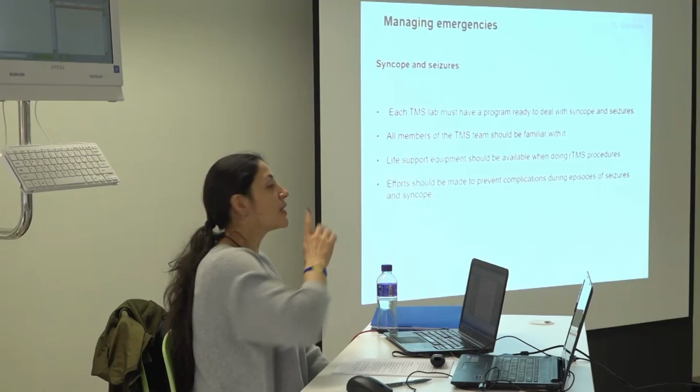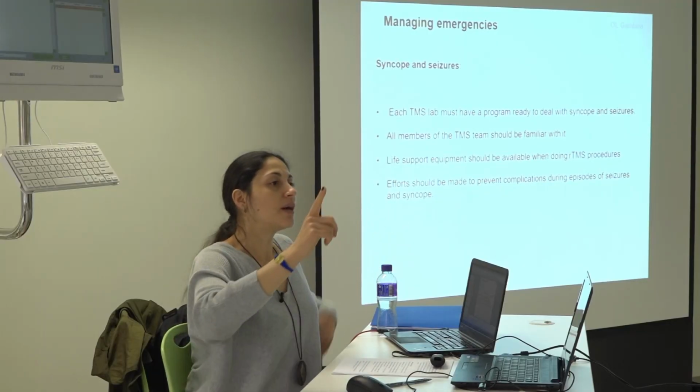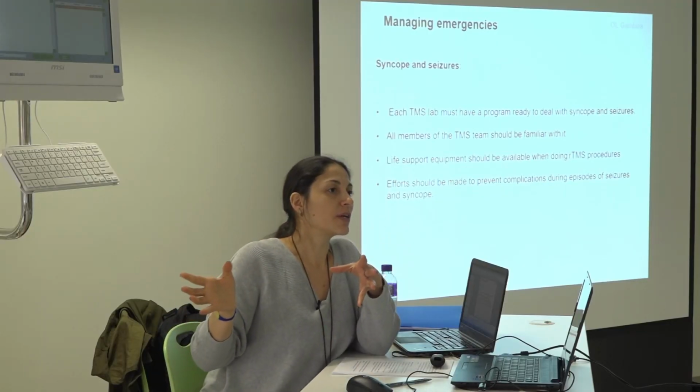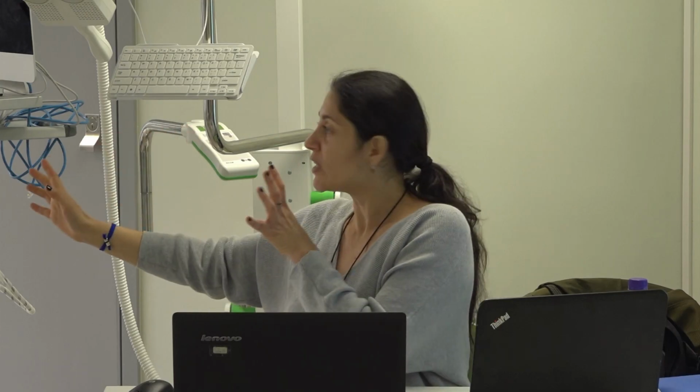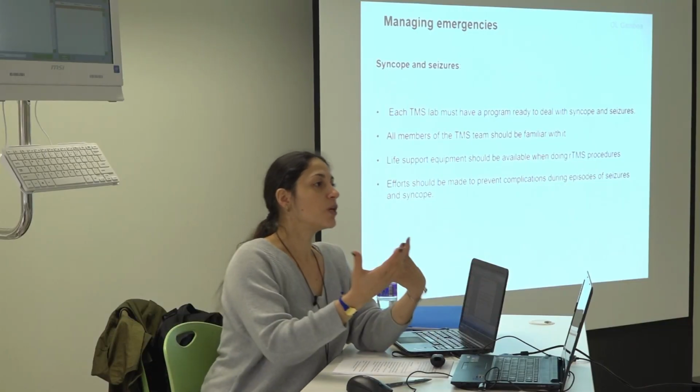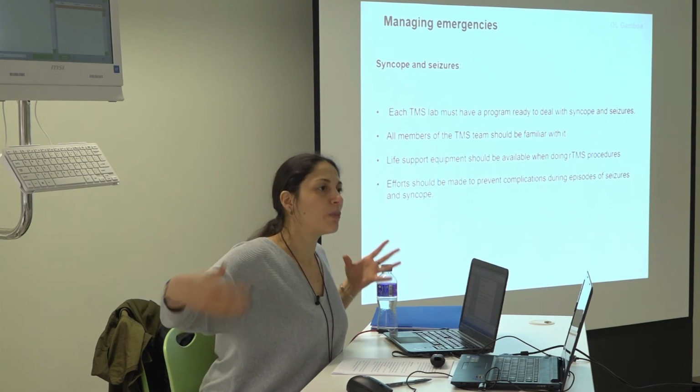And efforts should be made to prevent complications during episodes of seizures and syncope. This is very important because there are some labs that are really crowded, for example, and then if someone is having a seizure, what you need to do is allow the person to have the seizure, right? So what you should do is give space to the person to have the seizure.